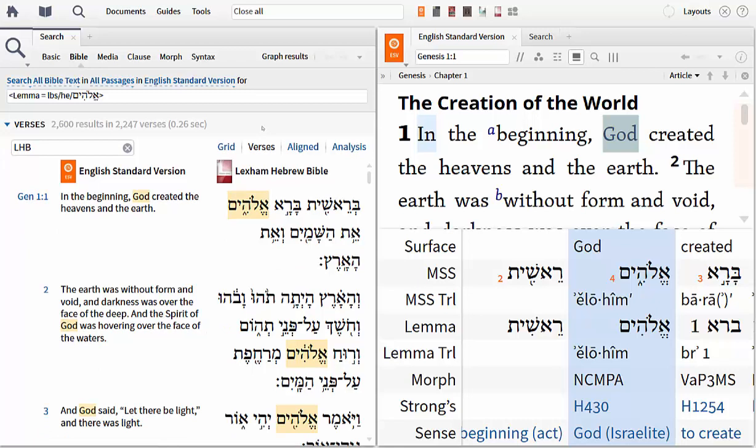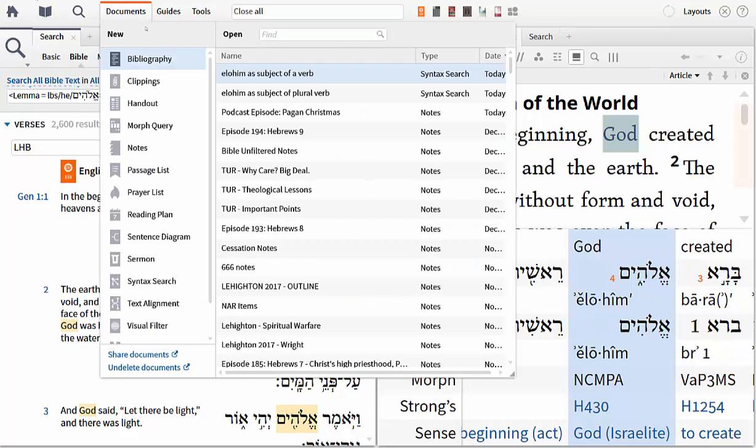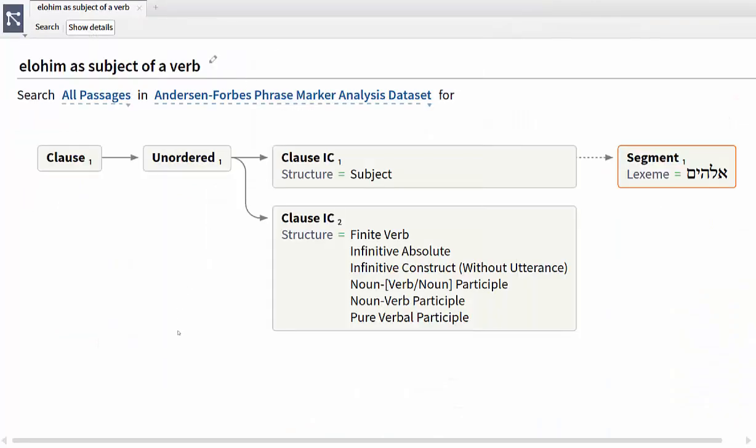The next thing we want to do is search for Elohim as the grammatical subject of a verb, just generally. How many times is Elohim the subject of a verb as opposed to being the object of a prepositional phrase or a direct object or something like that? Because we want to know this, let's just say Elohim is a subject of a verb. I have a saved search here. We want to know this because we're going to compare how many times Elohim is used with a plural verb, a subset of this first search.